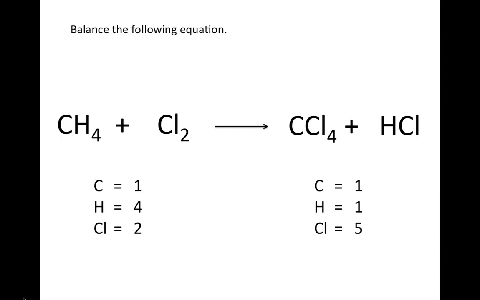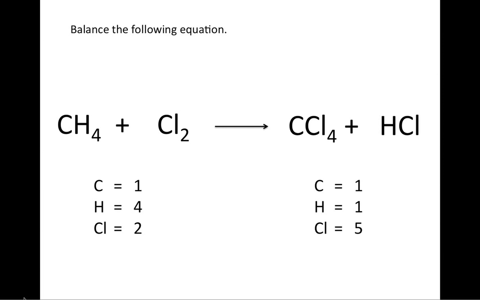Now looking at this equation, because we have 1 carbon atom on the reactant side and 1 carbon atom on the product side, carbon is already balanced. So our next step would be to balance the number of hydrogen atoms, and I'm choosing to start with hydrogen because hydrogen occurs in 1 compound on the reactant side, CH4, and 1 compound on the product side, HCl.